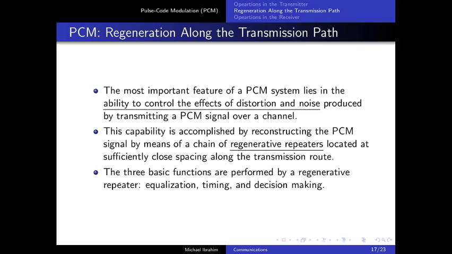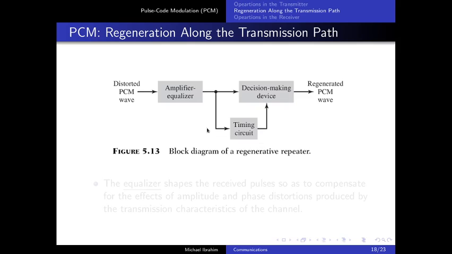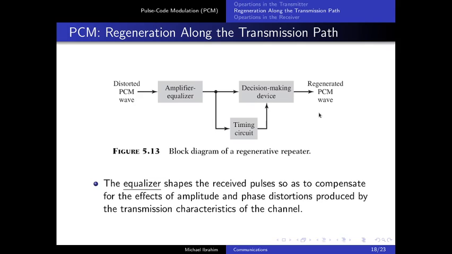The three basic functions performed by a regenerative repeater are equalization, timing, and decision making, as you can see over here. This is a distorted PCM wave. The first stage would be an equalizer, followed by a timing circuit, and then a decision-making device. Let's take a closer look at each of these blocks. An equalizer shapes the received pulses so as to compensate for the effects of the amplitude and phase distortions produced by the transmission characteristics of the channel.